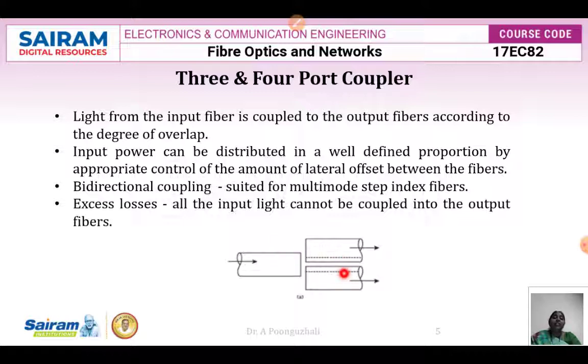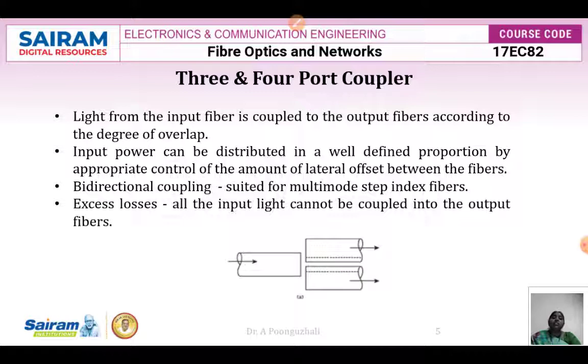So here in this case, the input power can be distributed in a well defined proportion. Either I can have it equally or I can have 10:90, so 10% of power in one fiber and 90% of power in the other fiber, or 20:80 or 30:70, depending upon the amount of overlap or the lateral offset, the power is going to be distributed accordingly. Bidirectional coupling can also take place. From the other side also we can have the coupling, and it is suited for your multimode step index fibers.